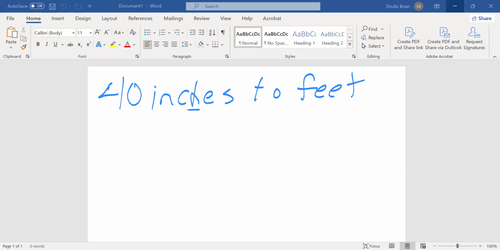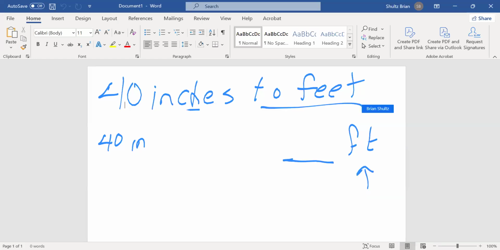Okay. I want to change 40 inches to so many feet. That's what I want as my answer. And that's why I have to pay attention to this. As I pay attention to that, I know that I want to have feet as my numerator. So I am going to use my unit analysis, knowing that 1 foot is 12 inches.